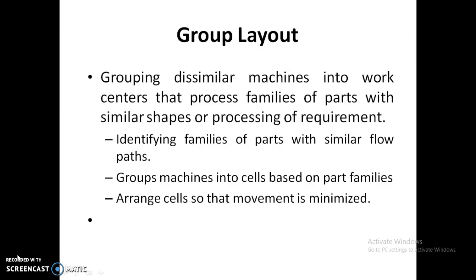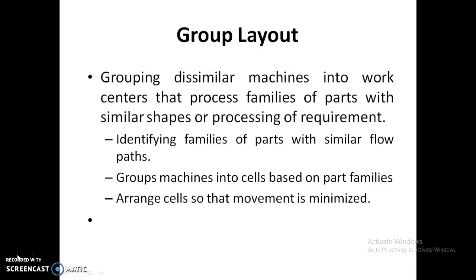The process involved here is, first, identify families of parts with similar flow paths. That is the first step. The second step is grouping machines into cells based on part families. The third one is arrange cells so that movement is minimized.